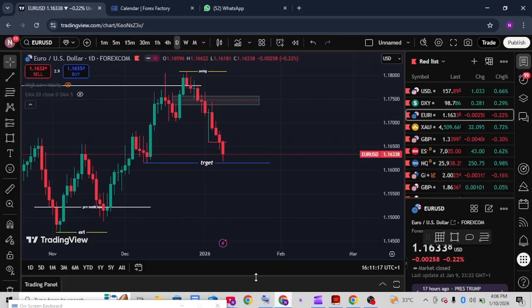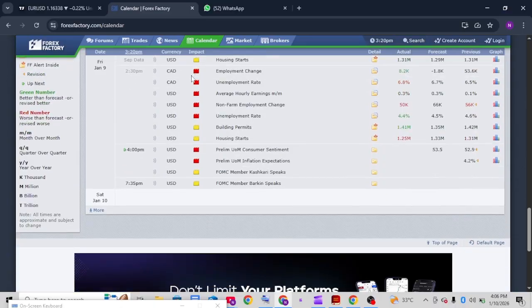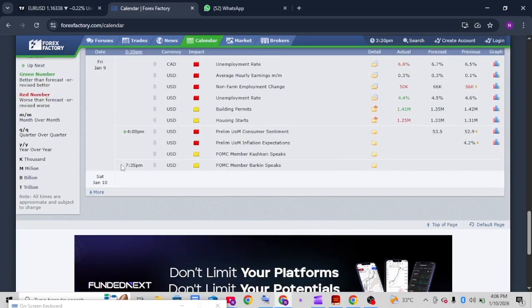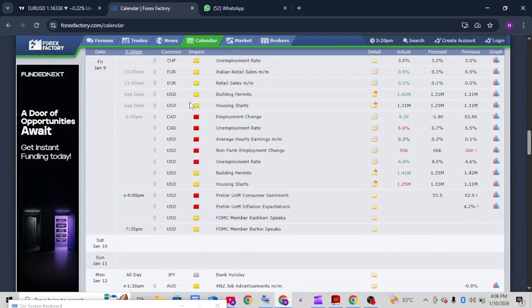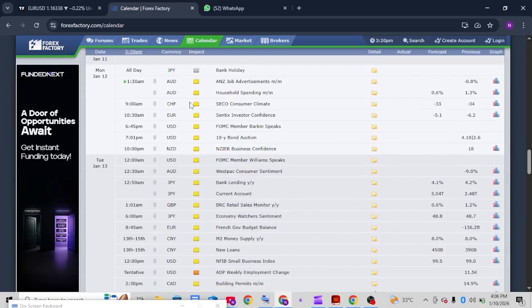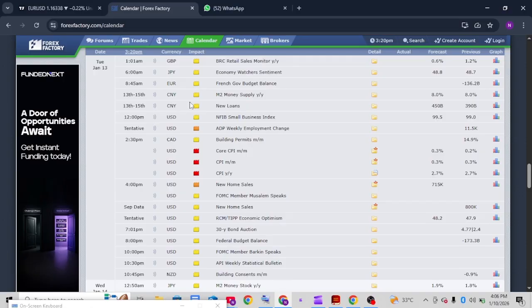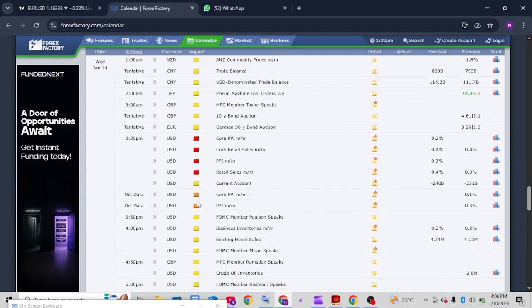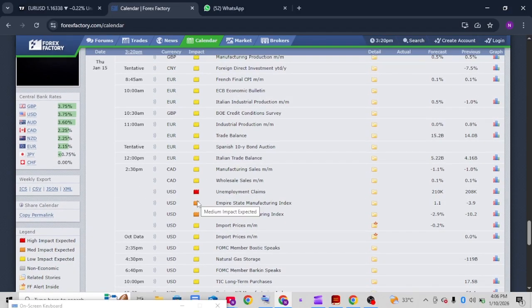Before I frame my bias from the weekly, first of all, let's see what's the news for next week. Calendar. Monday next week, there's no news, but there's a JPY bank holiday. Tuesday, we have CPI. By Wednesday, we have PPI. We have employment claims on Thursday.